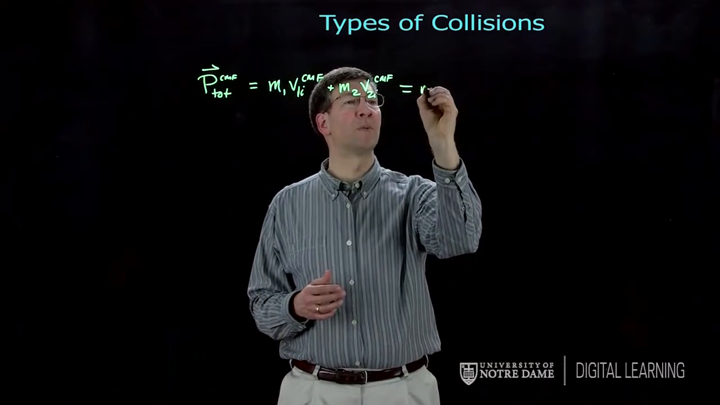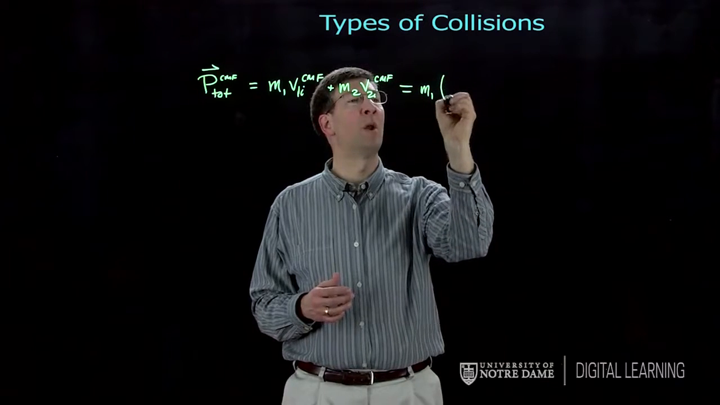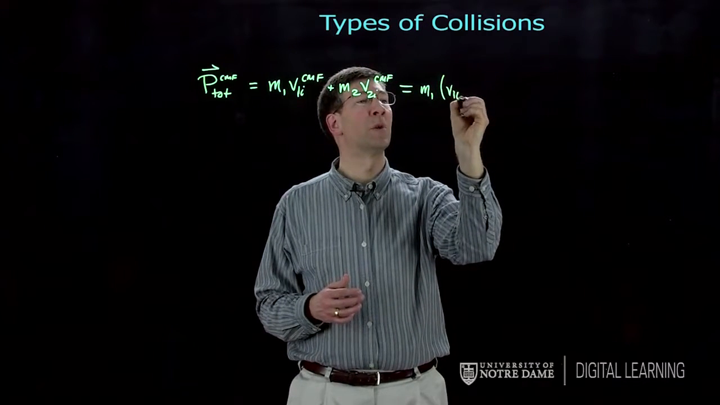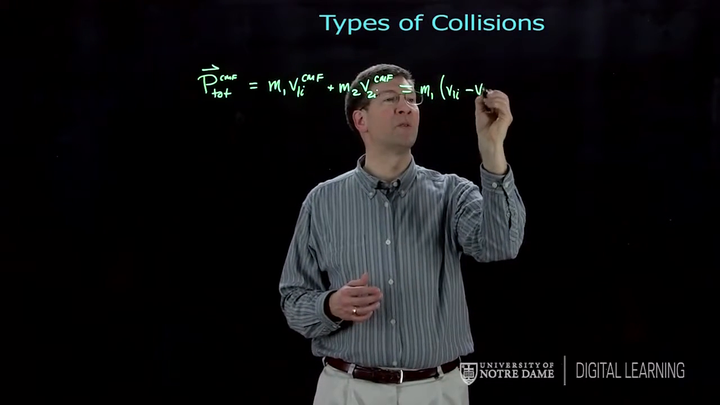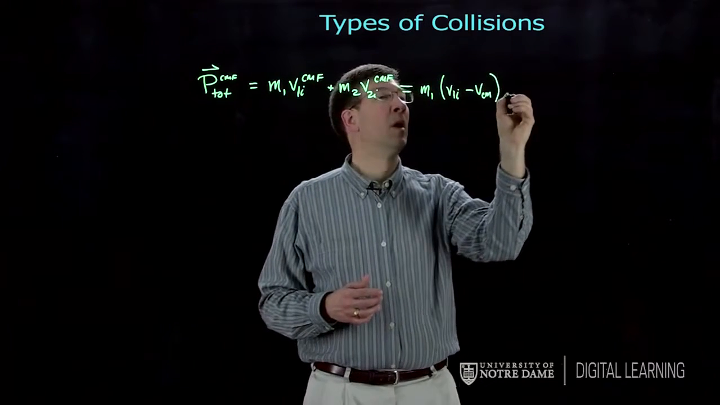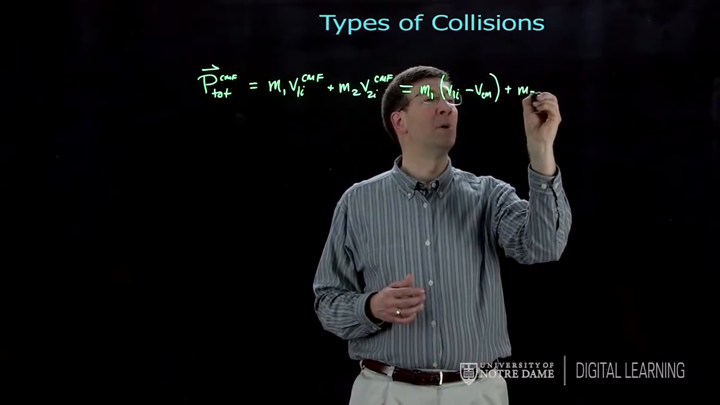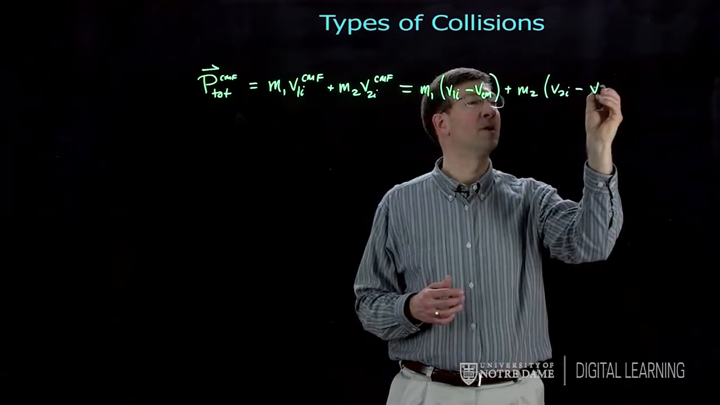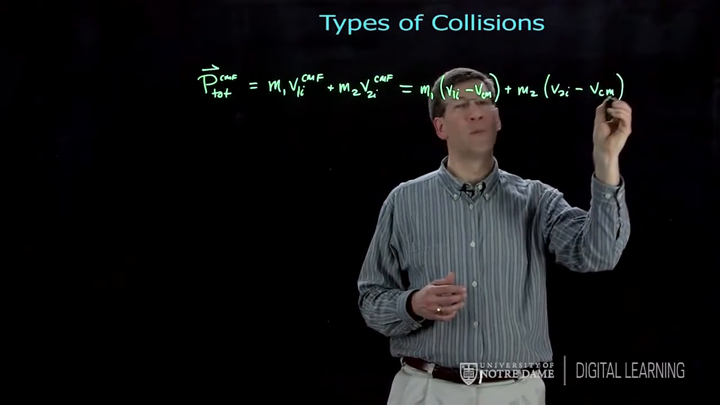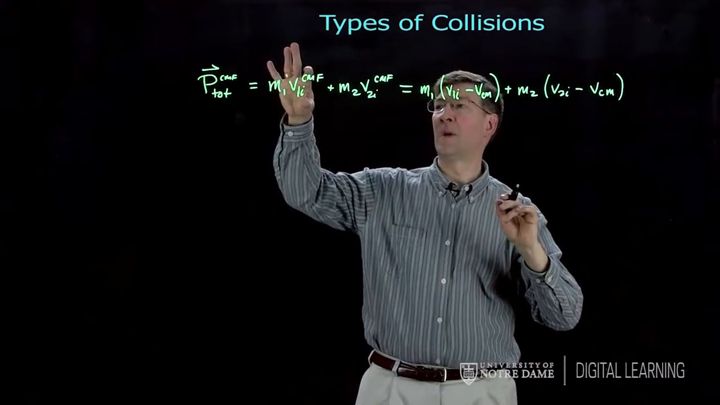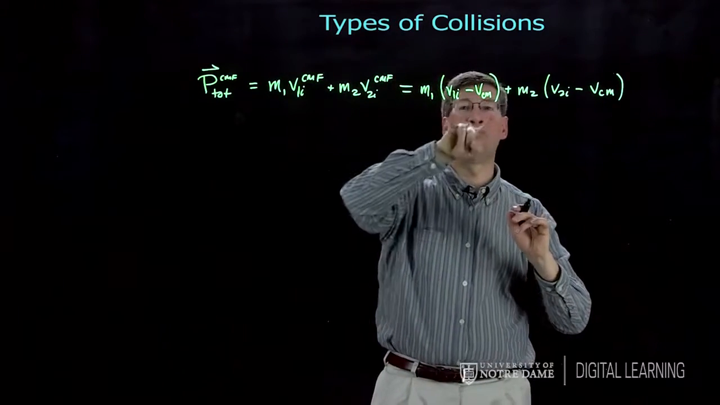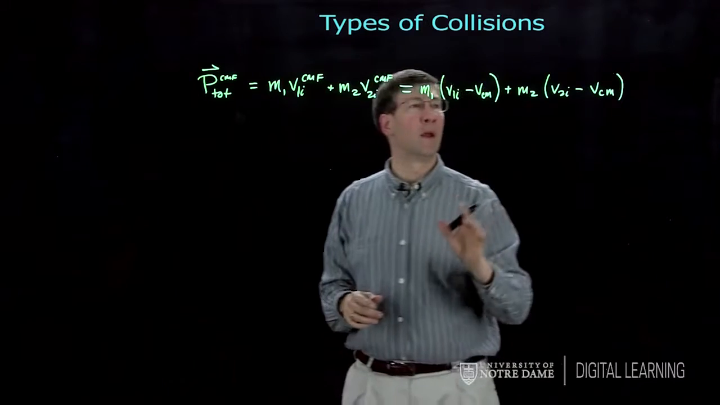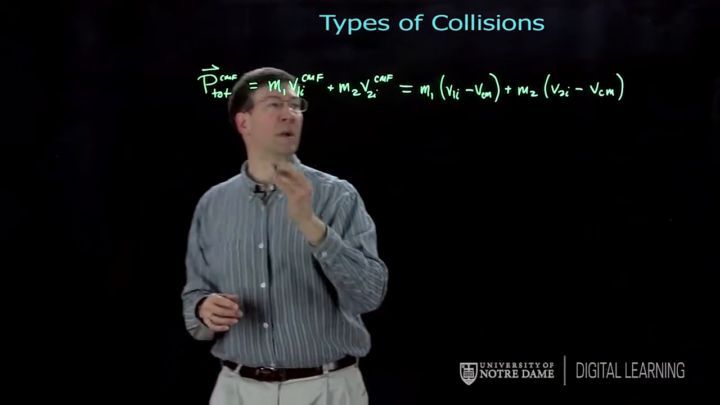So let's use our expressions for the transformation. So this is m1 times v1 initial in the lab frame minus the velocity of the center of mass plus m2 times v2 initial in the lab frame minus the velocity of the center of mass. And if you remember, this is the expression that we derived for the velocity in the center of mass frame in terms of the other variables. And so now let's expand out this set of parentheses.